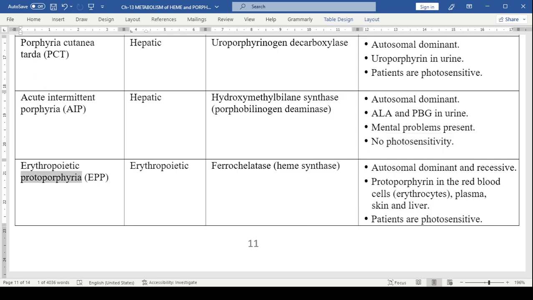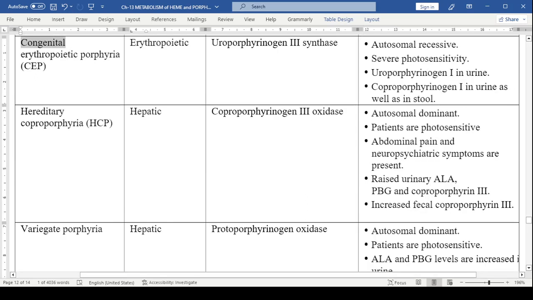Erythropoietic protoporphyria, EP. Erythropoietic. Ferrochelatase, heme synthase. Autosomal dominant and recessive. Protoporphyrin in the red blood cells, erythrocytes, plasma, skin and liver. Patients are photosensitive.